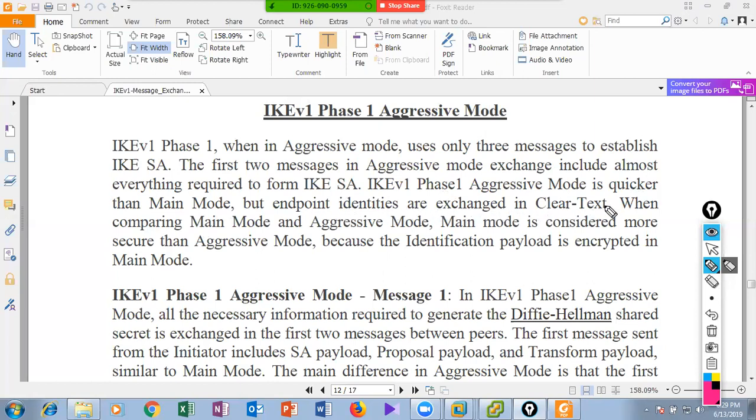So basically, what did you understand? The endpoint identities, the identification done between the two devices like the fifth and sixth message exchange, will not be in encrypted format here; it will be in clear text. If the identification itself happens in clear text, it's not secure. When comparing main mode and aggressive mode, the main mode is considered more secure because the identification payload is encrypted in main mode. So I hope you have a solid reason to give in interviews for why not aggressive mode and why main mode, right?